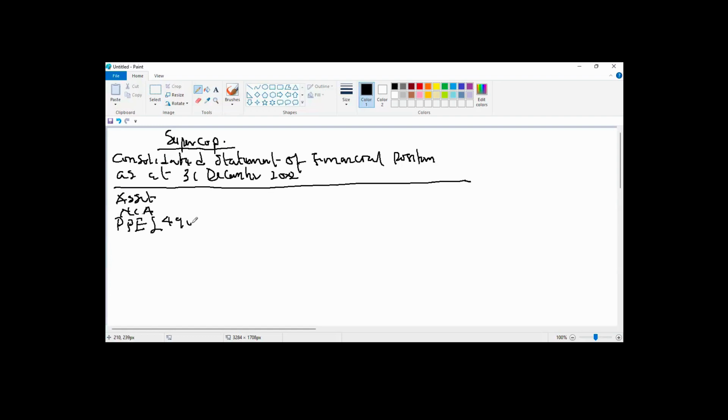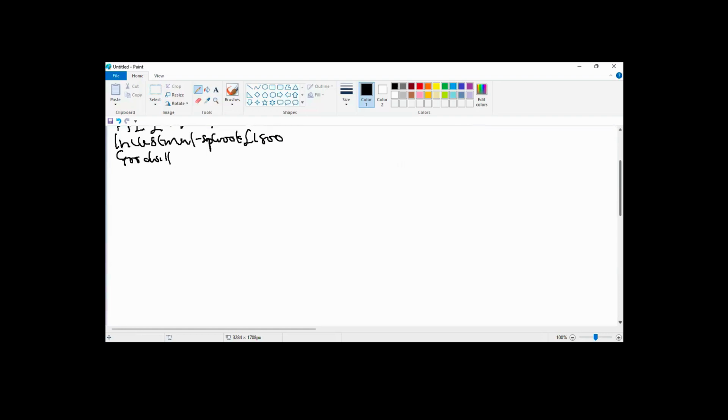409, 1906 plus 2860. Investment is SuperCrook. 18. I will say goodwill. After the goodwill, I will leave 2 line space. I'll go to the current assets.